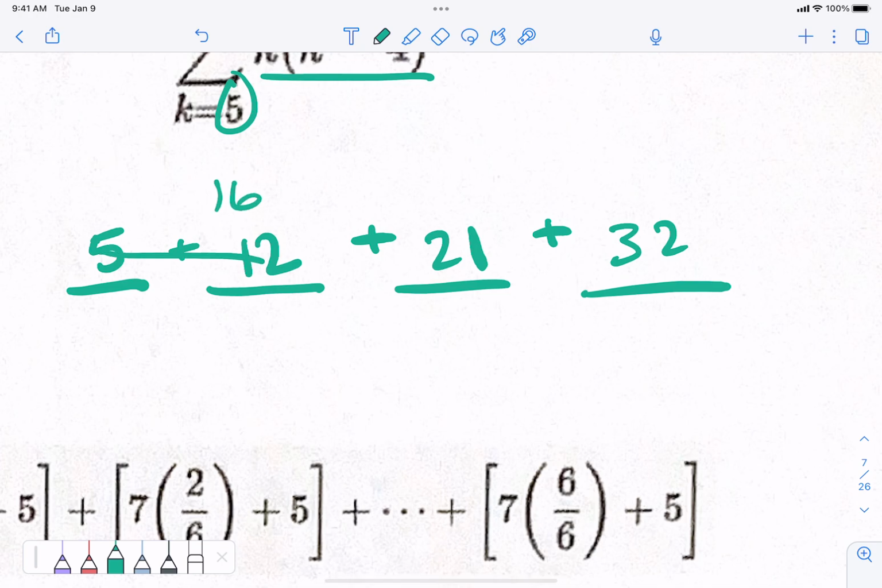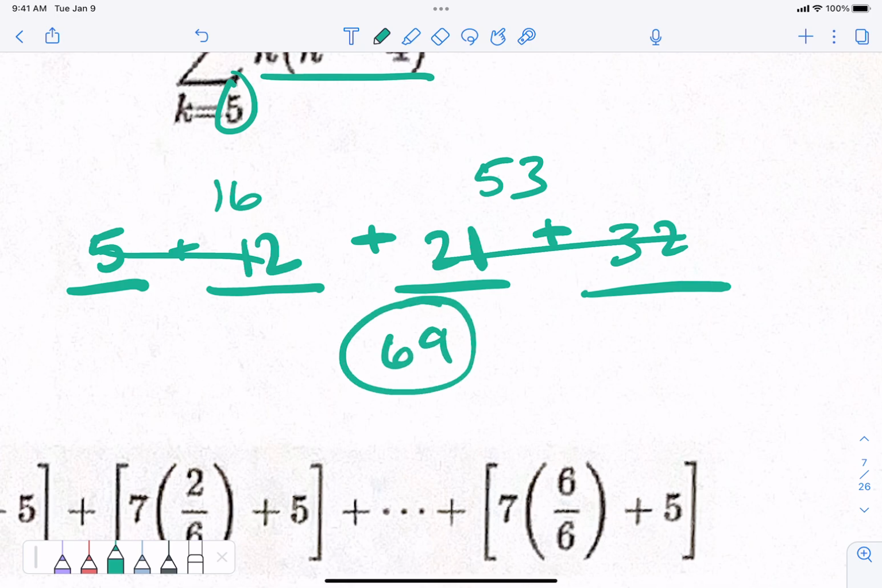So 5 plus 12 is 17. I can't math. 17 plus 21 is 38, plus 32 is 70.